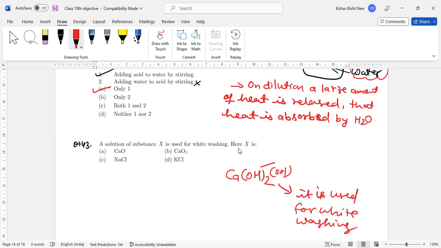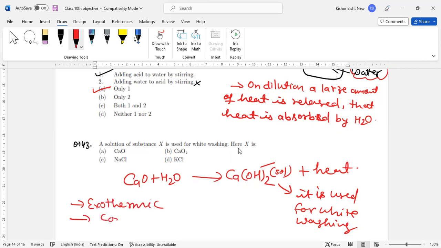Clear? And how is it prepared? When we add calcium oxide plus water, heat is released, and it is an exothermic reaction and a combination reaction. Please remember. So what is your correct answer? Correct answer is A. Now come to the next question.